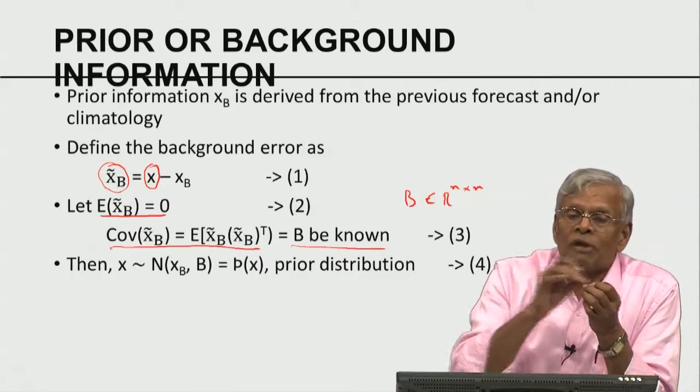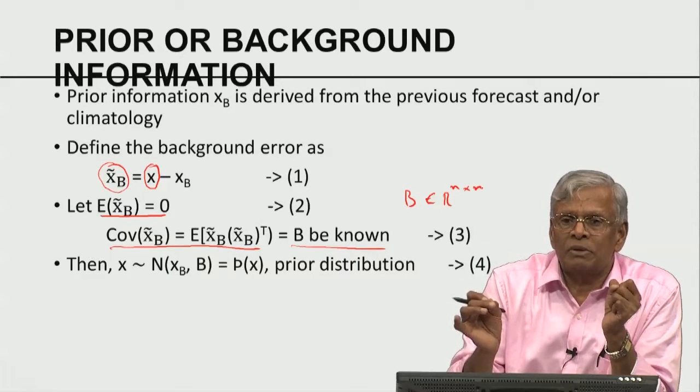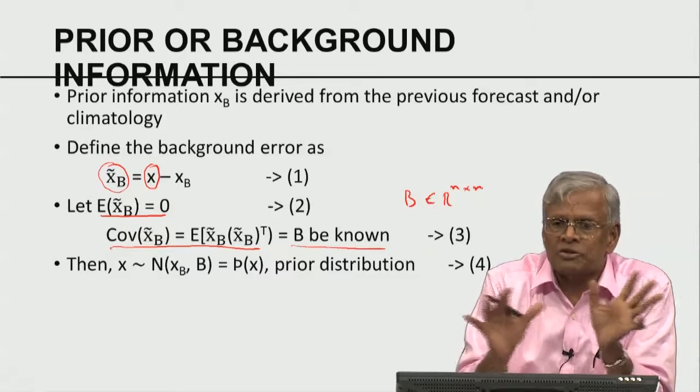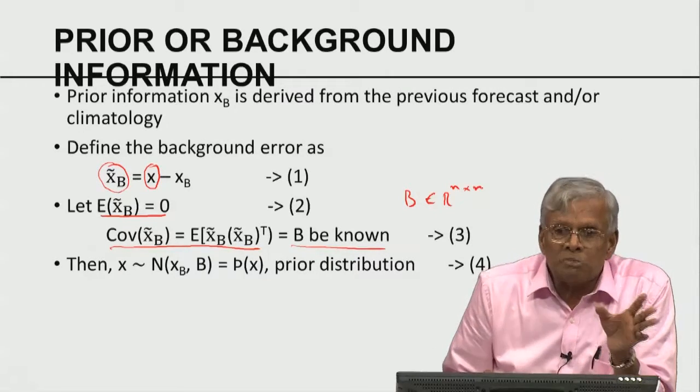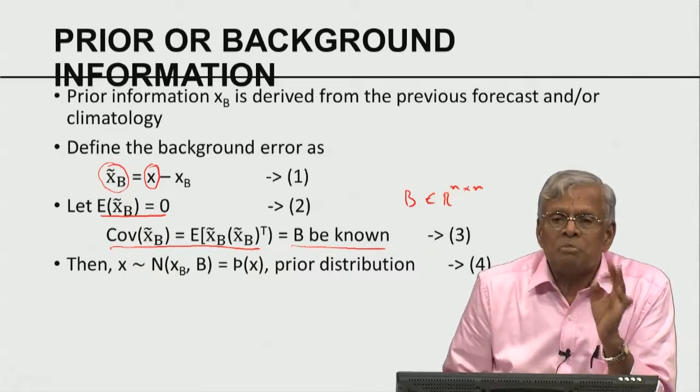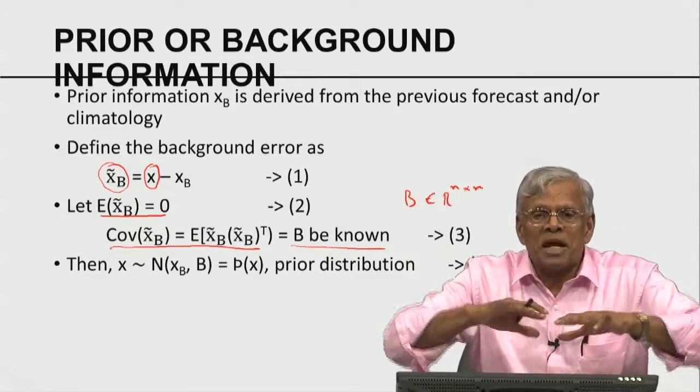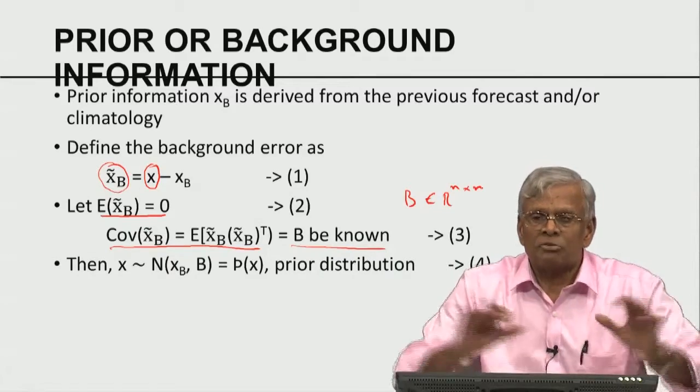So from this data, you can compute B by doing simple statistical analysis. I'm assuming I know XB, I know B. What is B? B represents the spatial variability of XB.